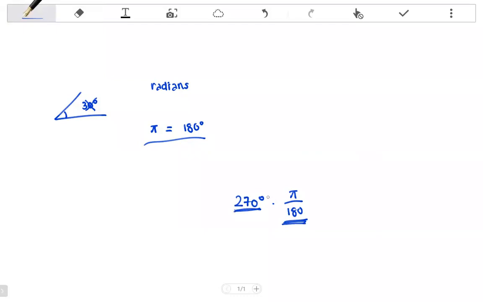It's the same thing. 270 times pi over 180 degrees is gonna be, 180 and 270 cancel out to be 3 over 2. And we're just left with pi. So 270 degrees, in other words, is the same thing as 3 pi over 2 radians. Any questions so far?